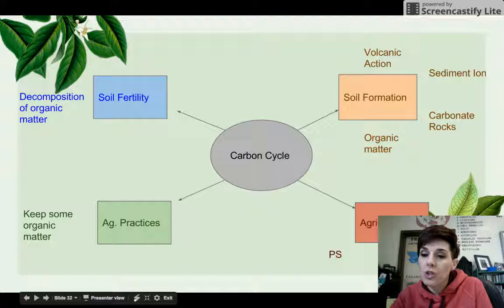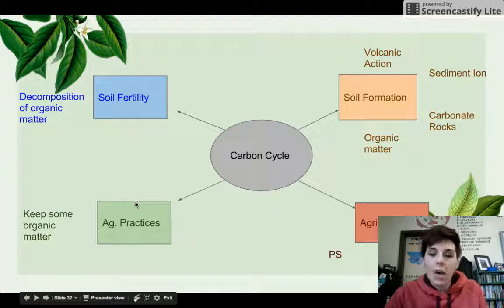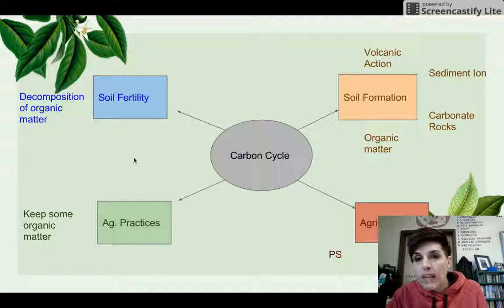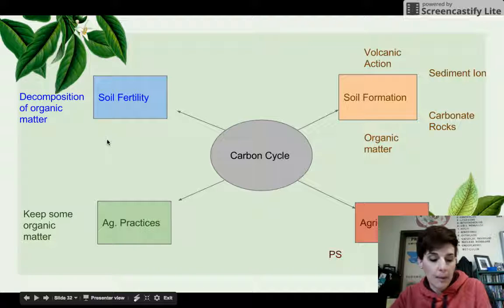Okay, in agricultural practices, this is so important to the photosynthesis reaction, and it helps to keep some organic matter in the soil. Okay, so carbon dioxide in the atmosphere is a greenhouse gas. It absorbs heat energy and it re-radiates it. This causes global warming, which leads to climate change.